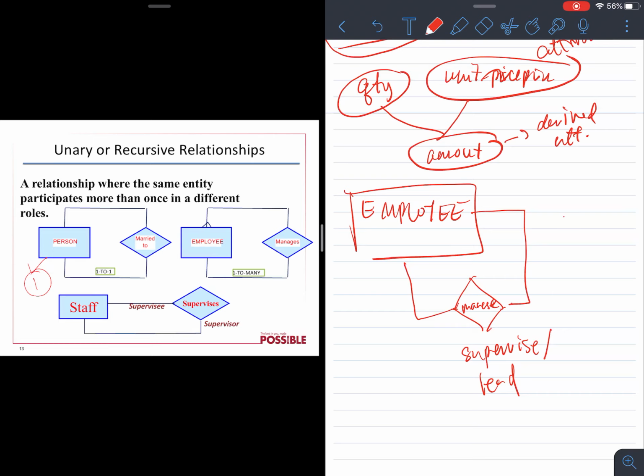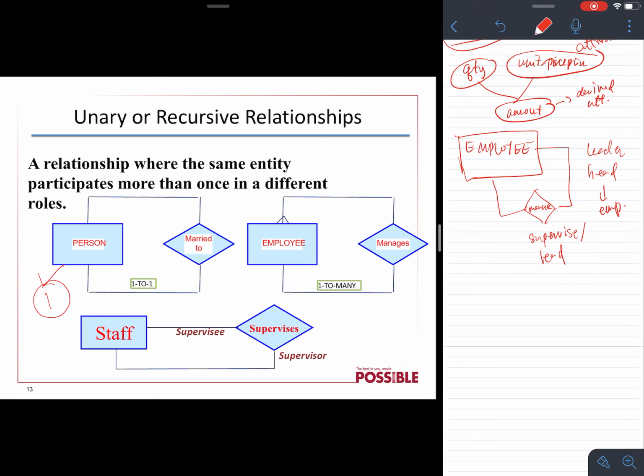Because if you say a leader, or if you say head, head is also employee. You do not need to create another new entity for head. You can just use this one because head is also employee. Sorry, this is the example of unary relationship: person married to a person, employee manage employee, or staff supervise staff.